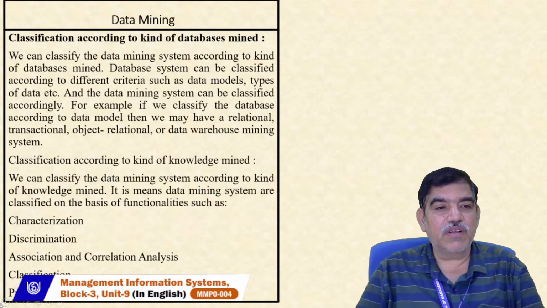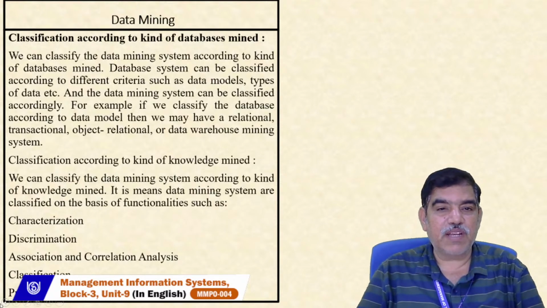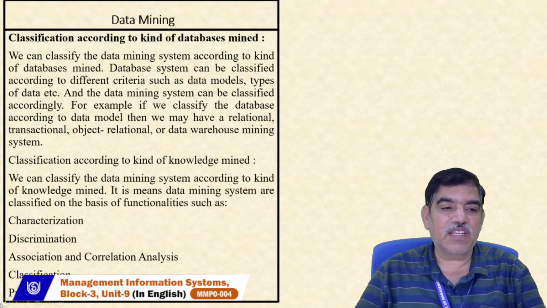Now we discuss classification according to the kind of database mined. We can classify the data mining system according to the kind of database mined. Database systems can be classified according to different criteria such as data models and types of data, and the data mining system can be classified accordingly. For example, if we classify the database according to data model, we may have a relational, transactional, object-relational or data warehousing mining system.